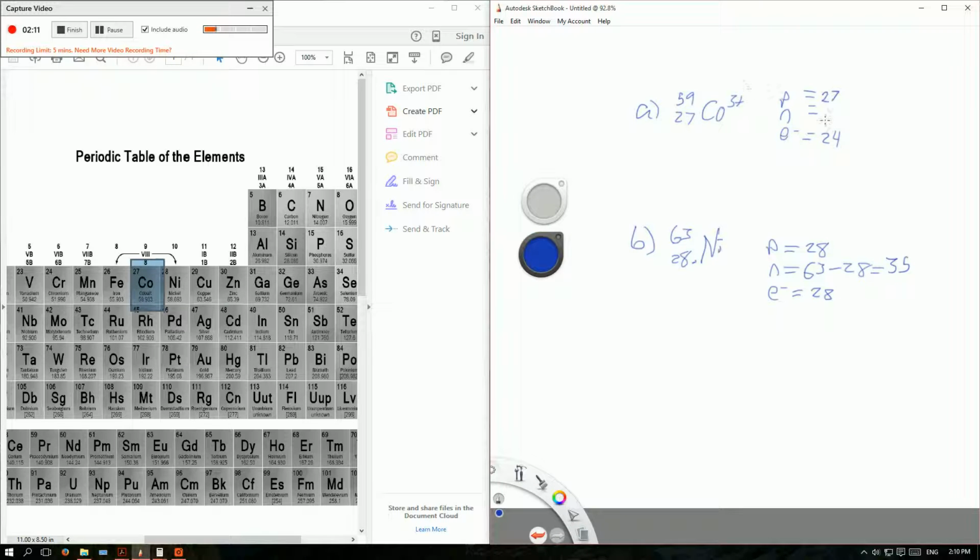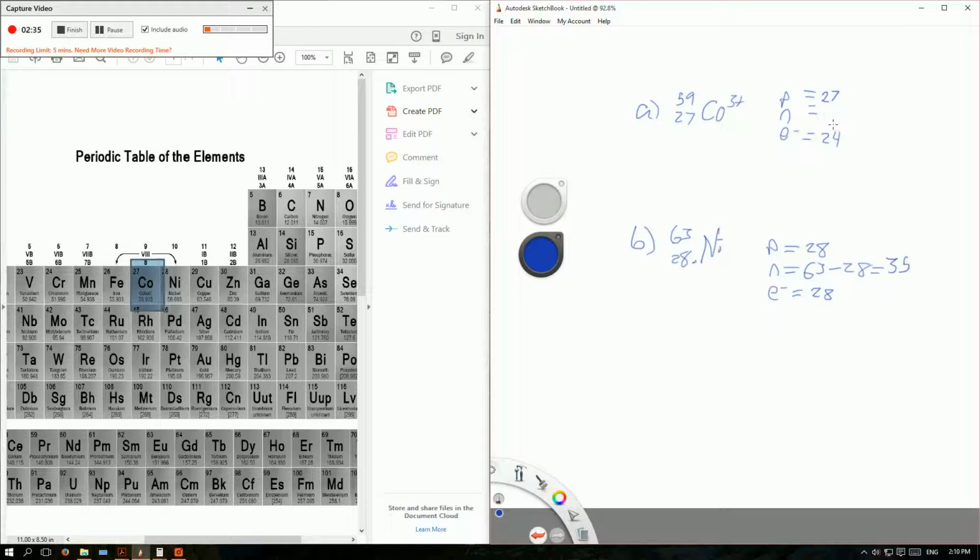If it was 3-, the number of electrons would be 30. It'd be 30, or 27 plus 3 electrons, right? So if you have a higher negative charge, that means you have more electrons, each one worth 1 charge. Same with the protons. But remember, you can't change protons around, you can only change electrons around.